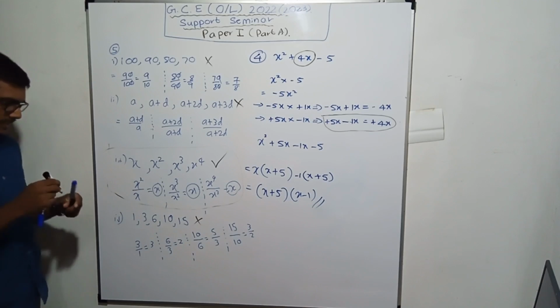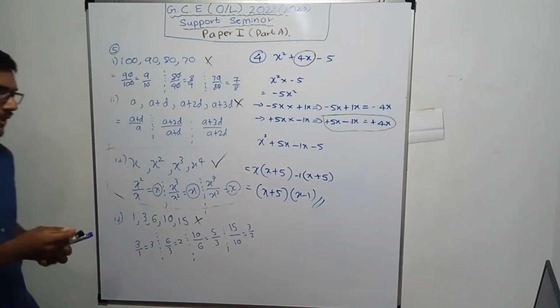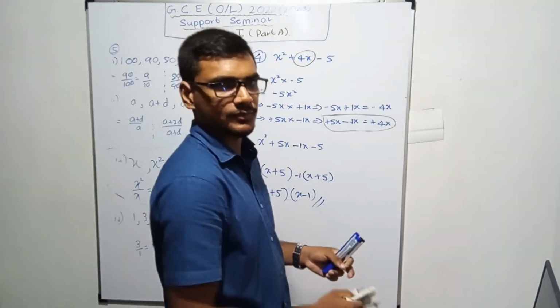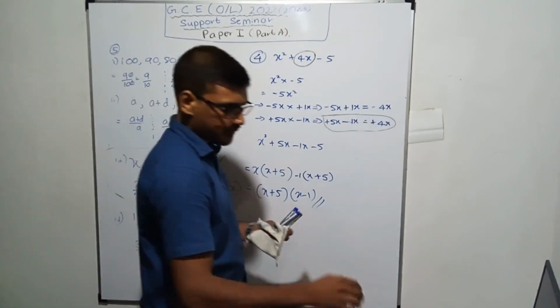So the answer is this one: x squared, x cubed, and x to the power 4. It's in geometric progression. Okay. Then we'll move to the next part.